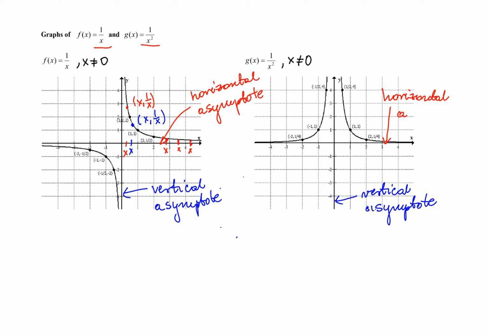The behavior of the graph of those two functions is different in the sense that the reciprocal function has a graph symmetric with respect to the origin. It is an odd function, and the graph of 1 over x squared is an even function, so it's symmetric with respect to the y-axis.